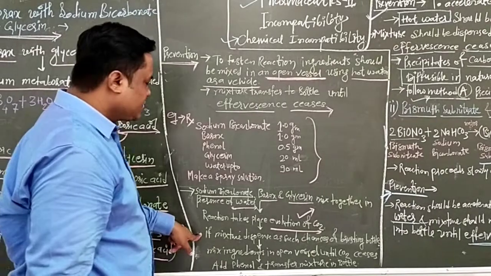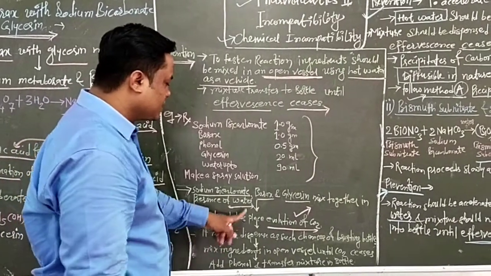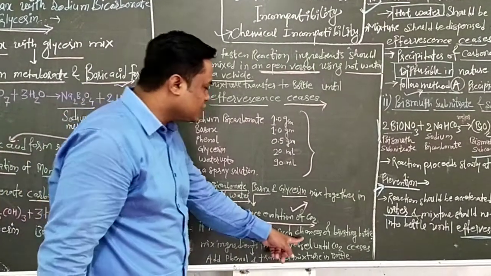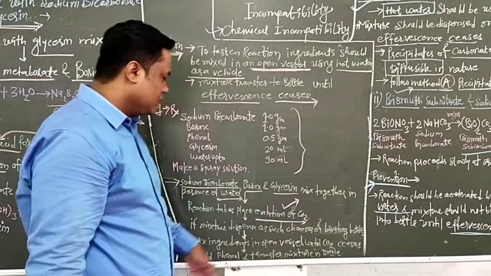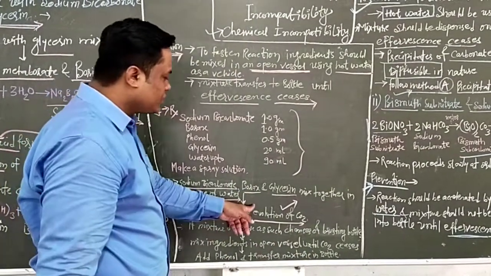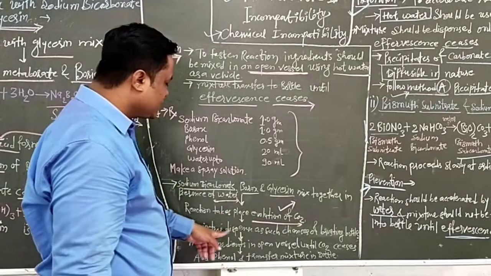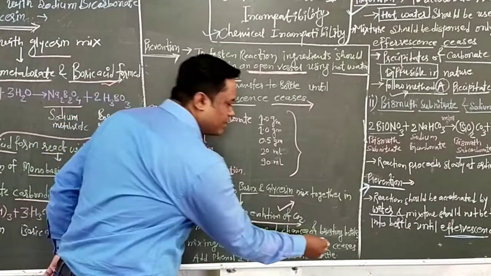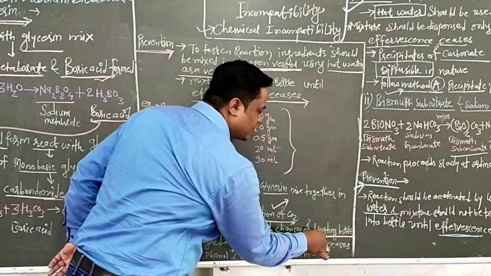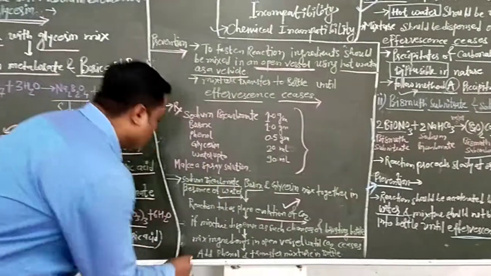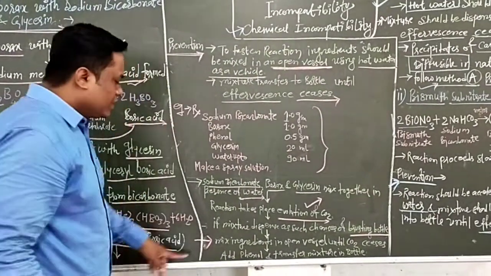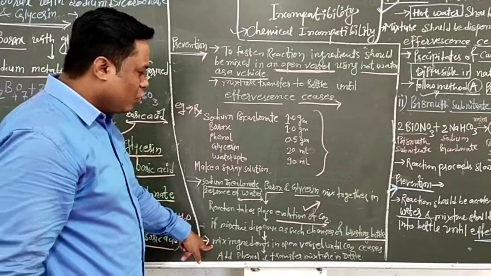Then if these mixtures are dispensed in such form, there is a chance of bursting of the bottles. If the liberation of CO2 is not complete and then this mixture is dispensed, there is a chance of bursting of the bottle after exposure most of the time. Therefore, what is the method of prevention? Mix the ingredients in an open vessel.